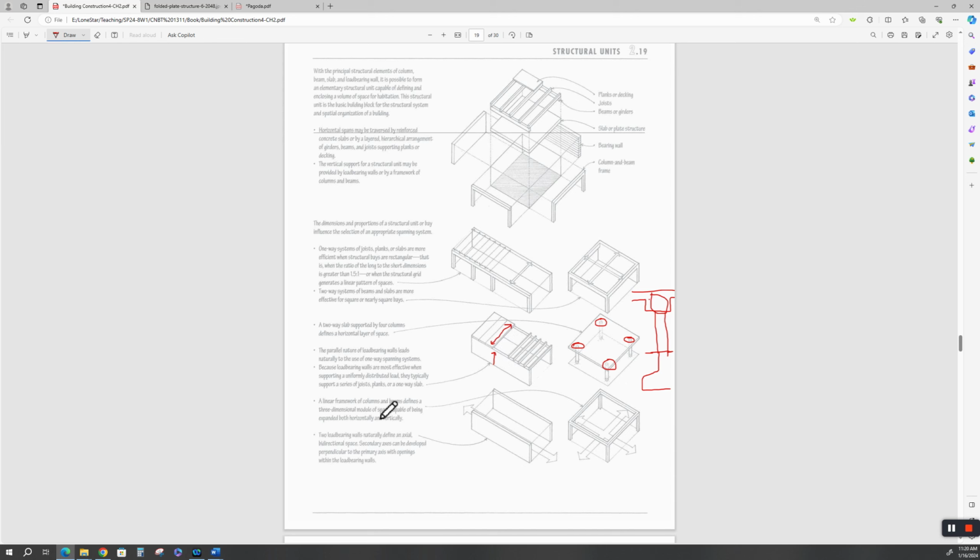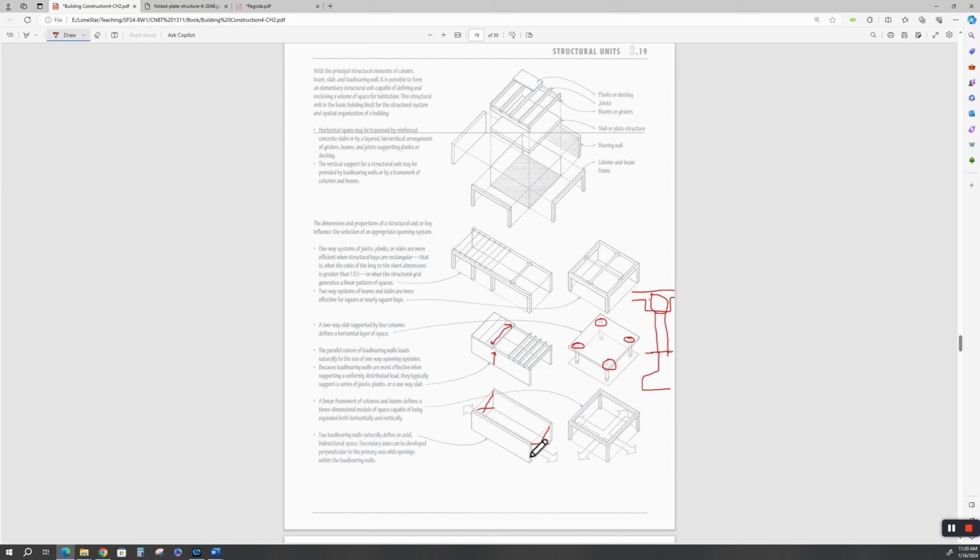All right, a linear framework of columns and beams defines a three-dimensional module of space. Well, no kidding. You've got columns and beams and walls and such. Two load-bearing walls naturally define an axial bidirectional space, which would make sense if this was like an industrial building and you had an overhead door. This was going to be an open bay with an overhead door, and this was going to be an open bay with an overhead door back here.